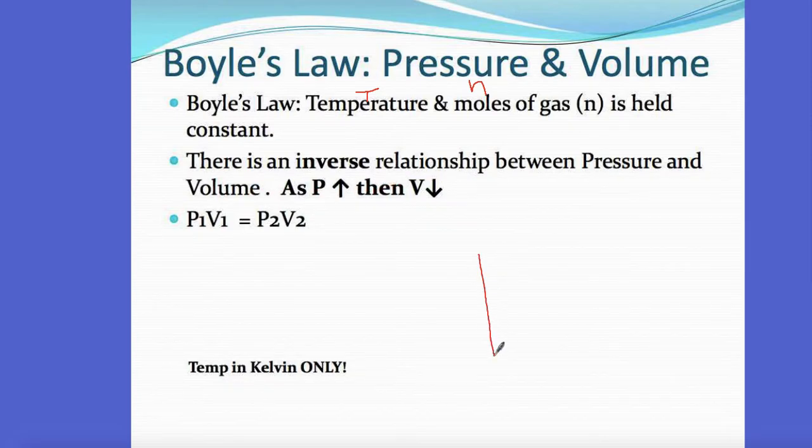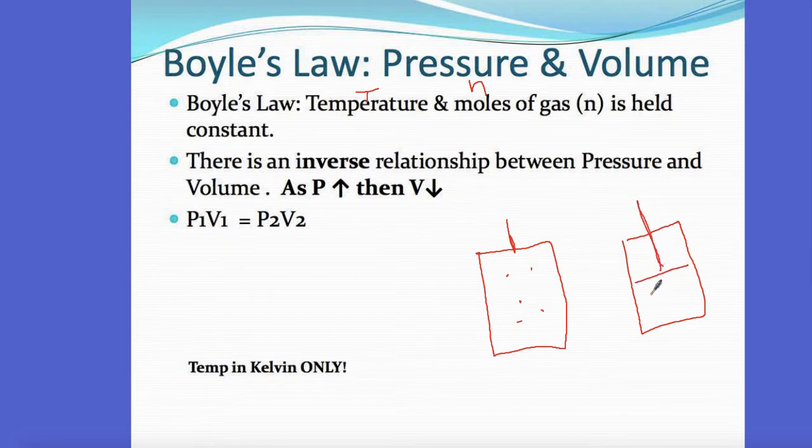So we have our little container. We saw it with the plunger before. This is the plunger. These are our molecules of gas. Now we take the plunger and we move it down here. And now the same five molecules of gas are in half as much space. As volume decreased, V went down, P went up. So the relationship between pressure and volume is as pressure increases, volume decreases, and vice versa.